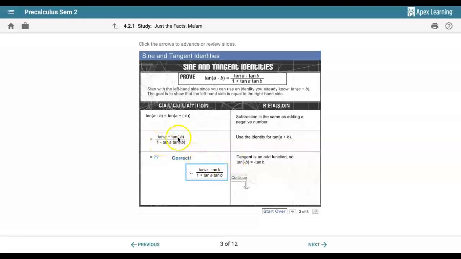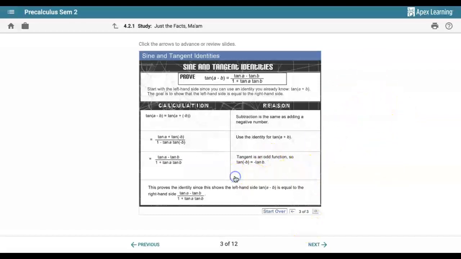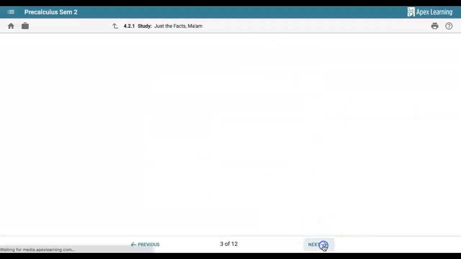The reason I knew that we were going to carry that negative sign out is because tangent is also an odd function. It has symmetry across the origin. It does not have symmetry across our y-axis, so they look different on the left and the right-hand side. Therefore, it is an odd function, and once we carry that negative sign out, we have proven our identity for tan A minus B.